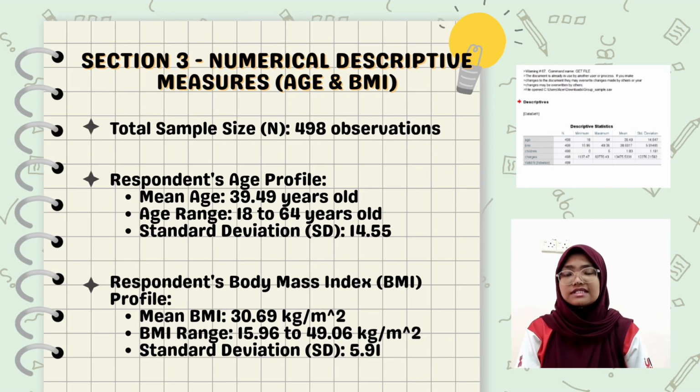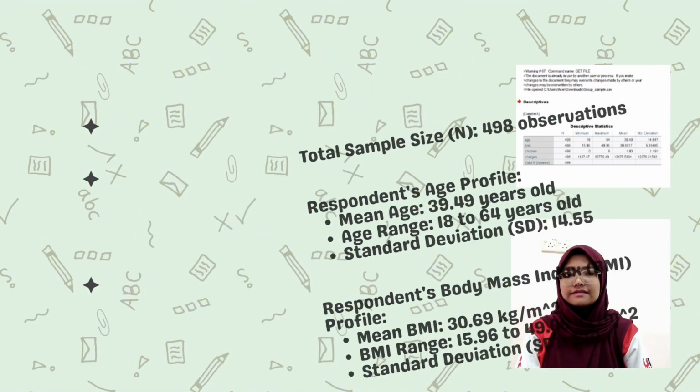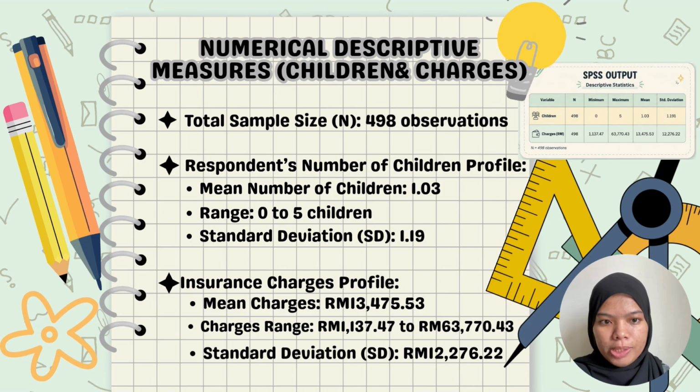of 30.69. To conclude my part, analyzing the age and BMI provides us with a clear overview of the physical and demographic background of our respondents before we look at how these factors relate to insurance costs. Next, I will explain the numerical descriptive measures for the variables children and insurance charge.